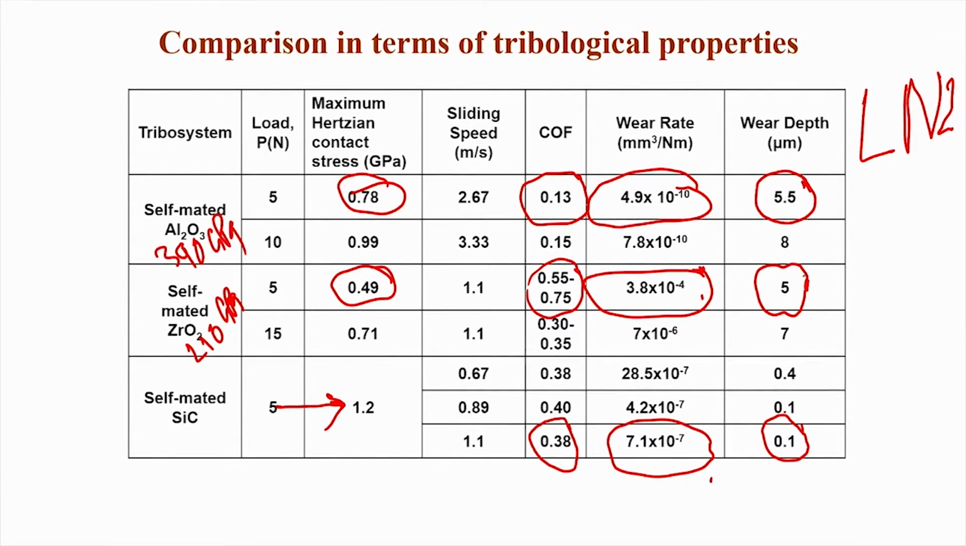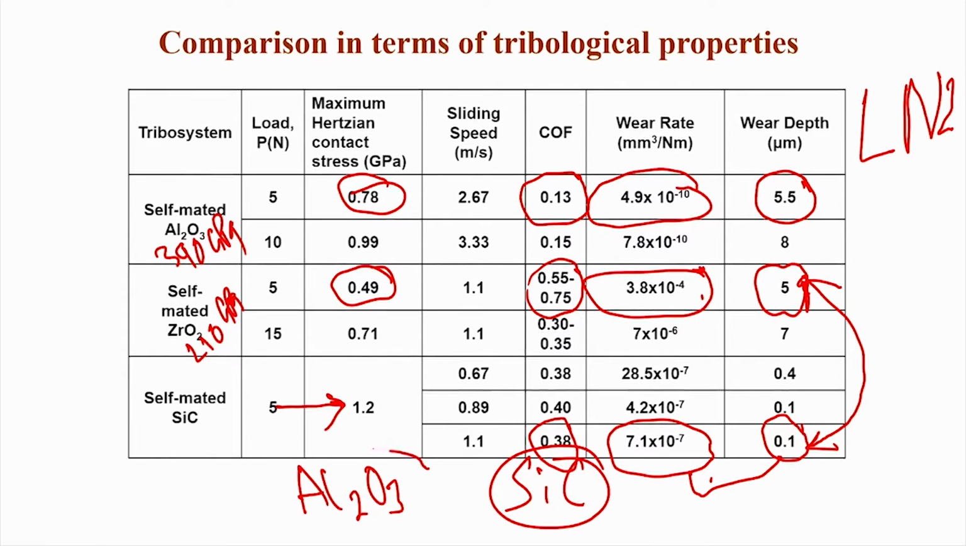I just wanted to compare these two values, 5 versus 0.1, an order of magnitude difference in the wear depth. Therefore, if you compare these two, like 10 to the power minus 7 and 0.1 micron wear depth, it looks like silicon carbide is not a bad choice either. So, although alumina is a good choice, silicon carbide is equally the second choice. Number one choice is alumina, number two choice is silicon carbide.